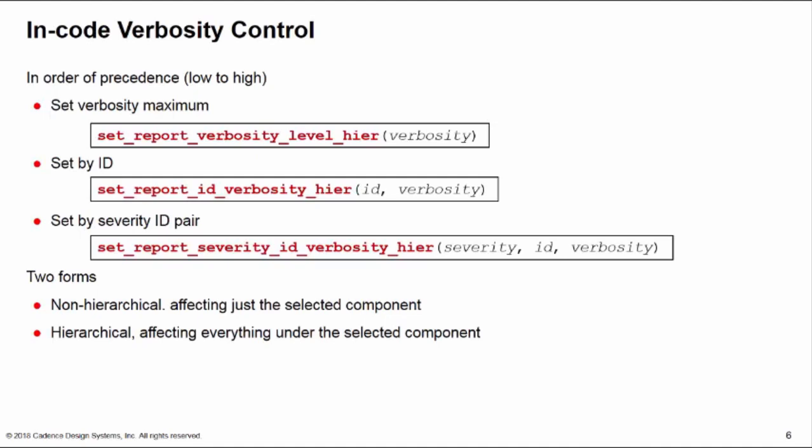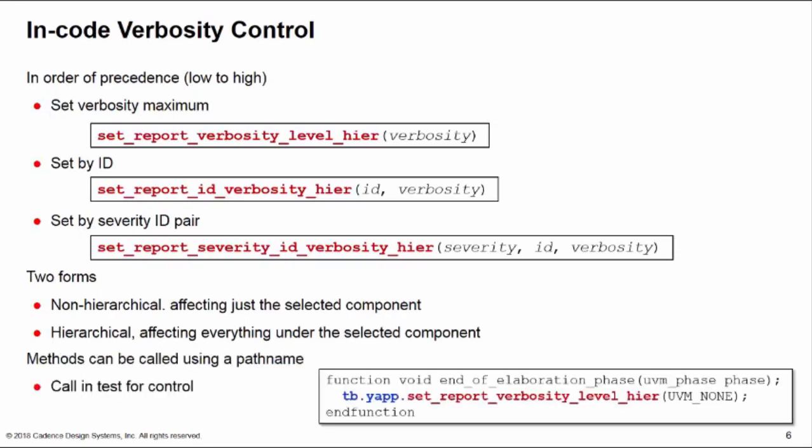So hierarchical forms have the underscore HIER at the end of the method. The non-hierarchical forms don't have the underscore HIER. So again, these methods can be called using a path name, so we can add these into our test classes to control them by swapping them in and out using different test calls.